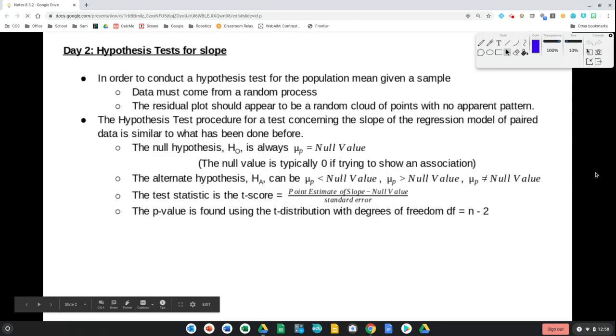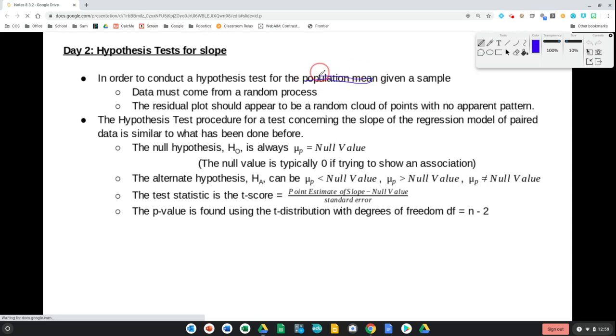And so in order to do a hypothesis test, first of all, we have to make sure that our data has come from a random process. I just realized that says population mean. It really should say a hypothesis test for the slope up there. So if you want to mark that out and just put in slope with a regression line right there.